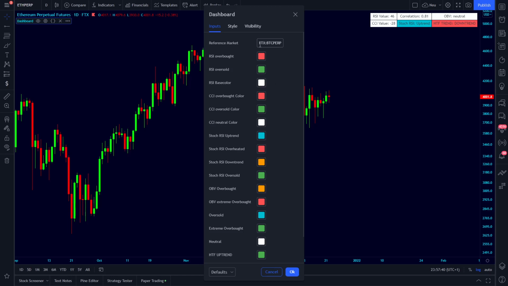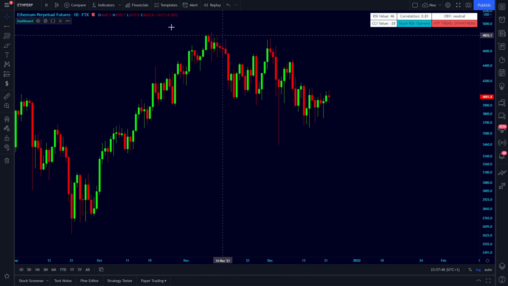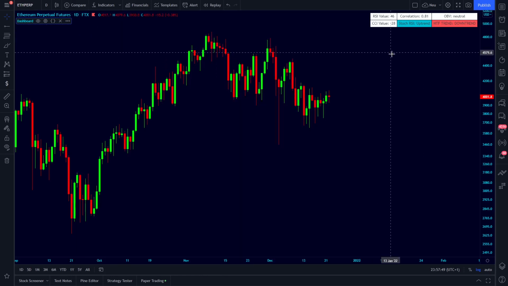So it can also be the S&P 500 or the Nasdaq or whatever you want. Right now we are looking at Ethereum, and the correlation is, for example, pretty high. 1 is the highest, 0.00 is the lowest. So the lower the number, the lower the correlation to Bitcoin or the asset you've typed in here.